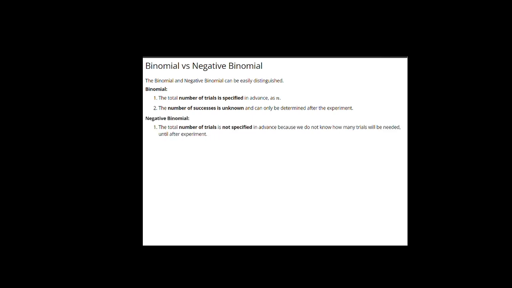For the negative binomial, by contrast, the total number of trials is not specified in advance. We don't know how many trials will be required until after the experiment is completed. The number of trials is random. What we've specified in advance is the number of successes we wish to see, a total of k. And we've resolved to continue with trials until we get exactly k successes. Otherwise, these two distributions are similar. They both depend on Bernoulli trials, independent experiments, each of which has the same probability, p, of a success on each trial.